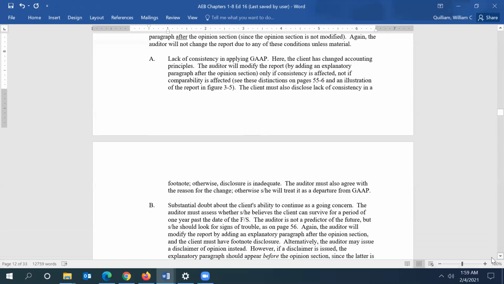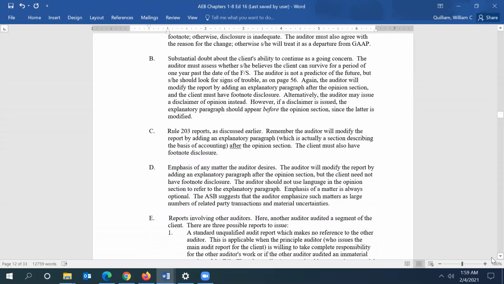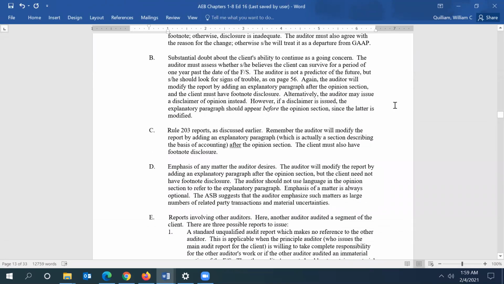Well then, next thing in the chapter outline is B. Substantial doubt about the client's ability to continue as a going concern. So we think they may cease business. And the auditor must assess whether he or she believes the client can survive for a period of 1 year past the date of the financial statements. The auditor is not a predictor of the future, but we have to look for some signs of trouble. They're on page 56, just view them when you have a chance.